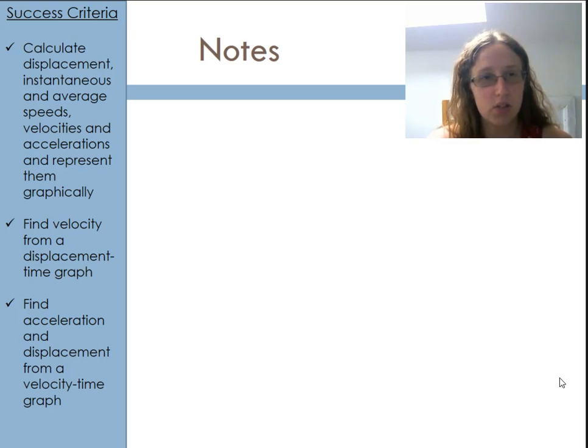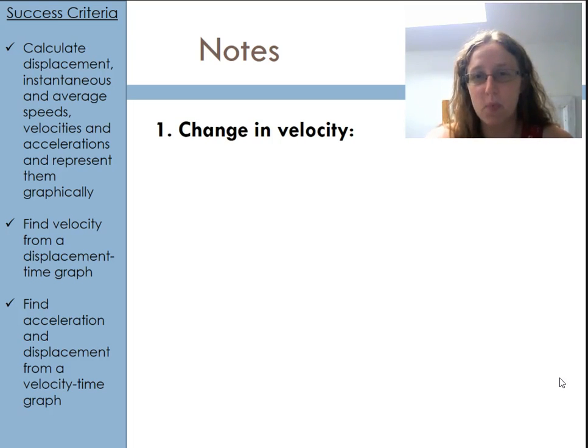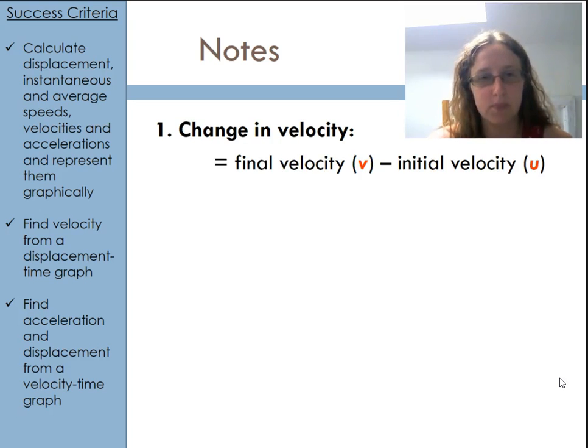A couple of things to just note that will make life a little easier later on. When I'm calculating the change in velocity, I'm sure you know that I would do that by doing the final velocity take away the initial velocity.